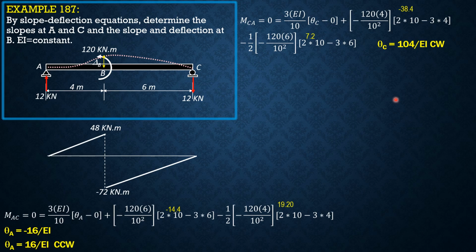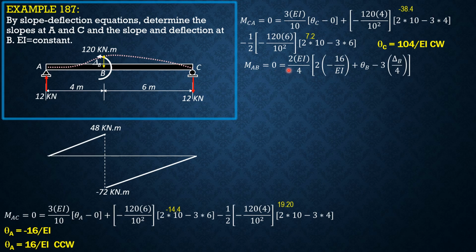Then we set up moment AB, which is now 2EI over L, which is 4 for AB. Quantity 2 theta A plus theta B, minus 3 times delta over 4. So let's assume that the rotation of the chord from A to B is clockwise. So this is delta B here, so that everything will be treated positive.